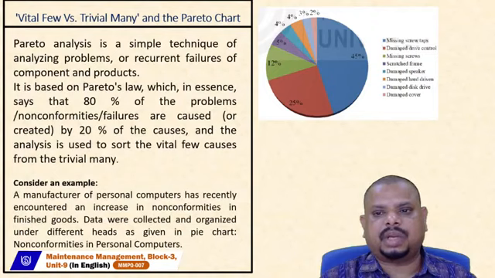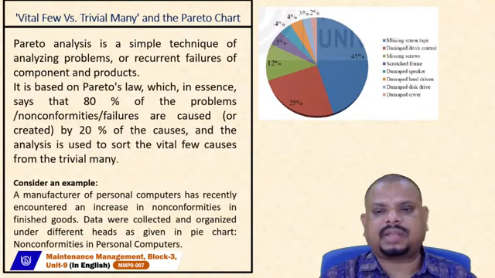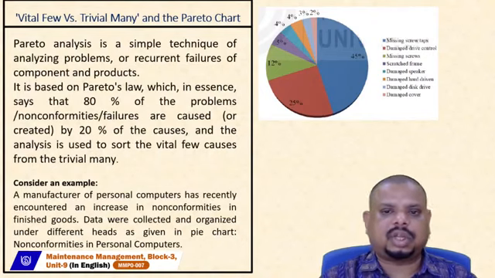Scratched frame is 5%. Damaged speaker is 4%. Damaged hard drive is 4%. Damaged disk drive is 3%. And damaged cover is 2%. So different heads are given with reference to the Pareto chart.